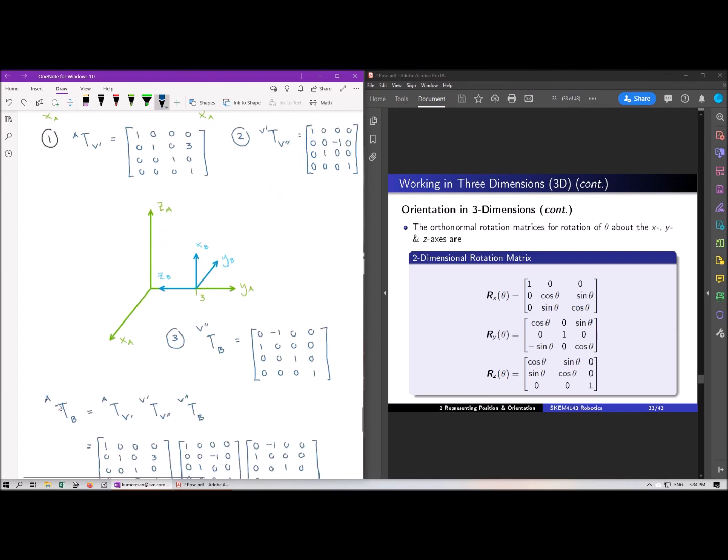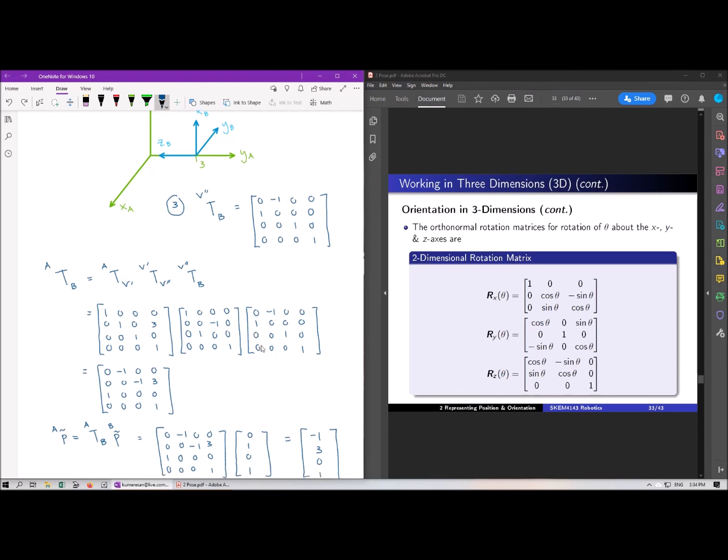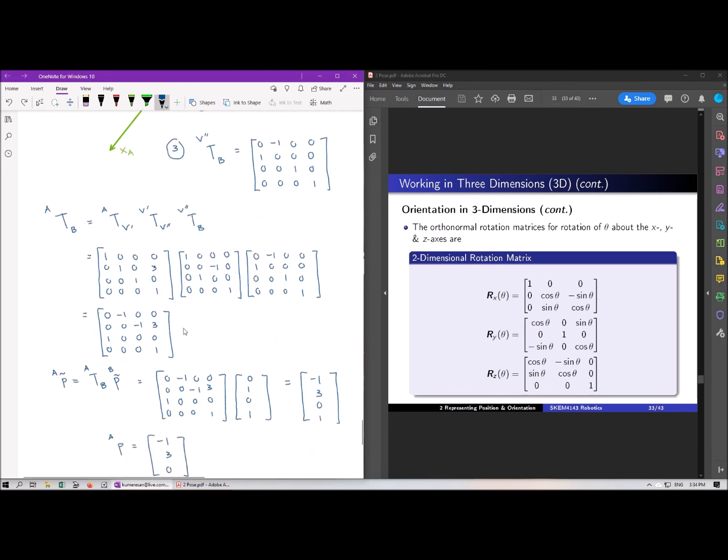So what is TBA? Something that we want to find. It is TV prime A multiply TV double prime V prime multiply TB V double prime. You have to make sure the subscript and the superscript match. If you perform this multiplication of the three matrices, you will arrive at this, and you can do this using your calculator.